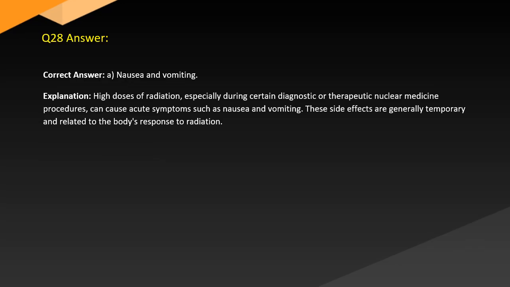Answer. Correct answer: A. Nausea and vomiting. Explanation. High doses of radiation, especially during certain diagnostic or therapeutic nuclear medicine procedures, can cause acute symptoms such as nausea and vomiting. These side effects are generally temporary and related to the body's response to radiation.